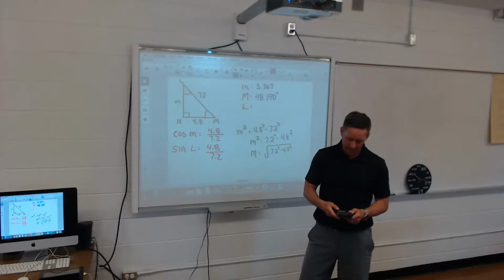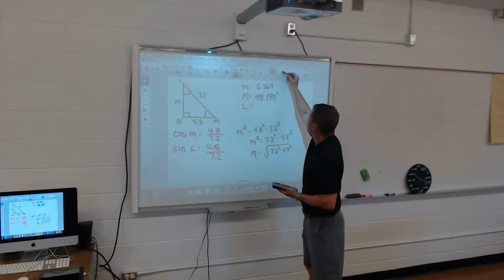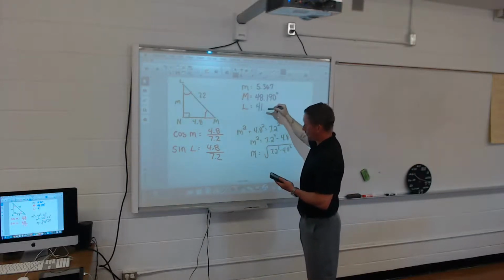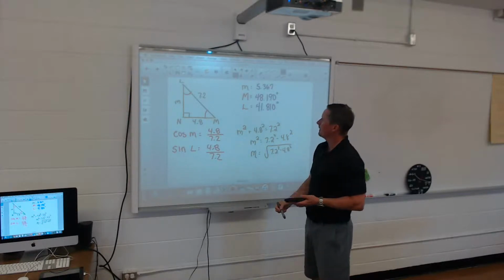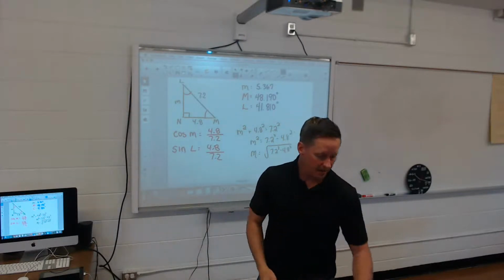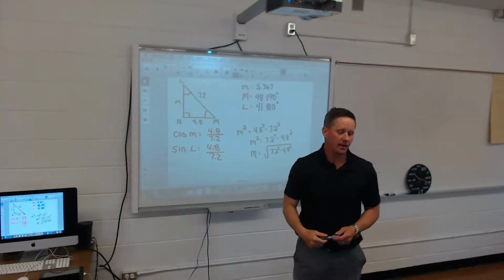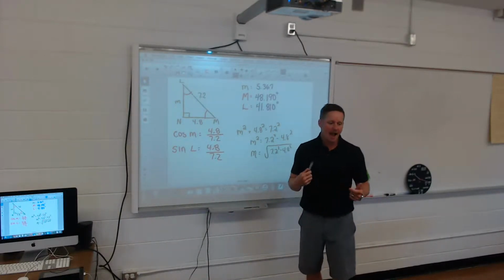I have to use second function sine. Same thing, 4.8 divided by 7.2. And I get 41.810 degrees. And again, the beauty of trigonometry, things need to add up.